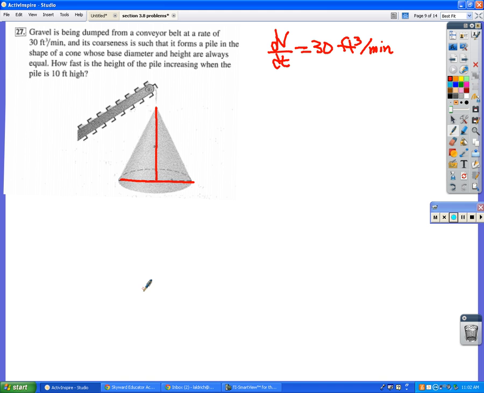Plus, you like this little tip of the cone right here, that the gravel's forming, and it just falls perfectly laid right on there. How fast is the height of the pile increasing? So once again, we're looking for the dh/dt when the pile is 10 feet high. Okay? So this one is not nearly so bad.